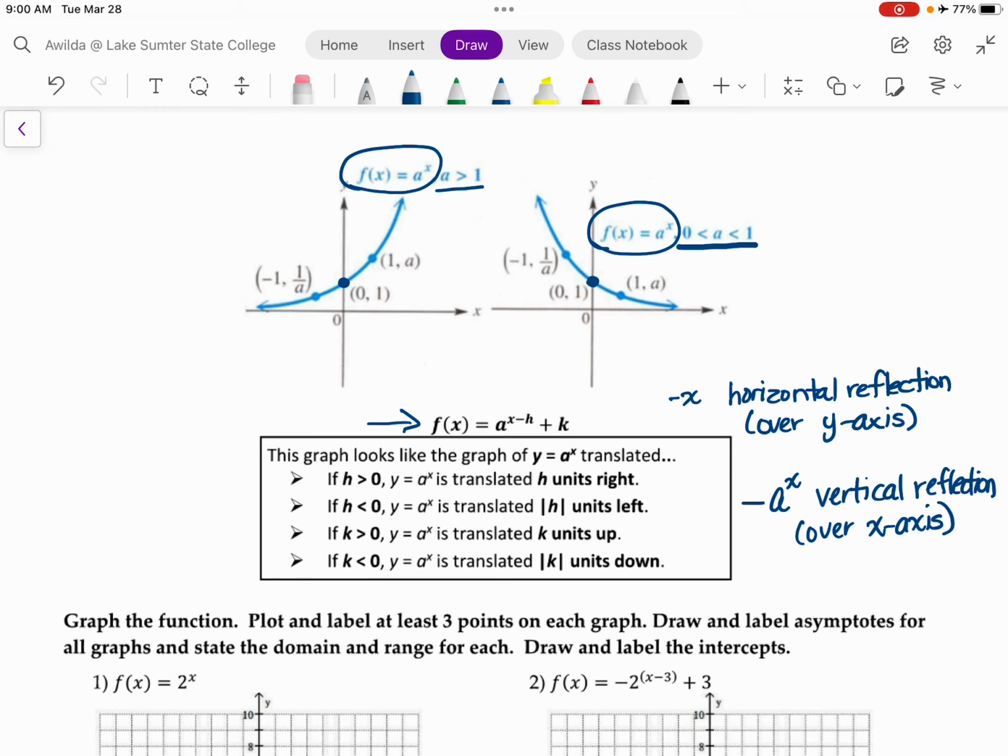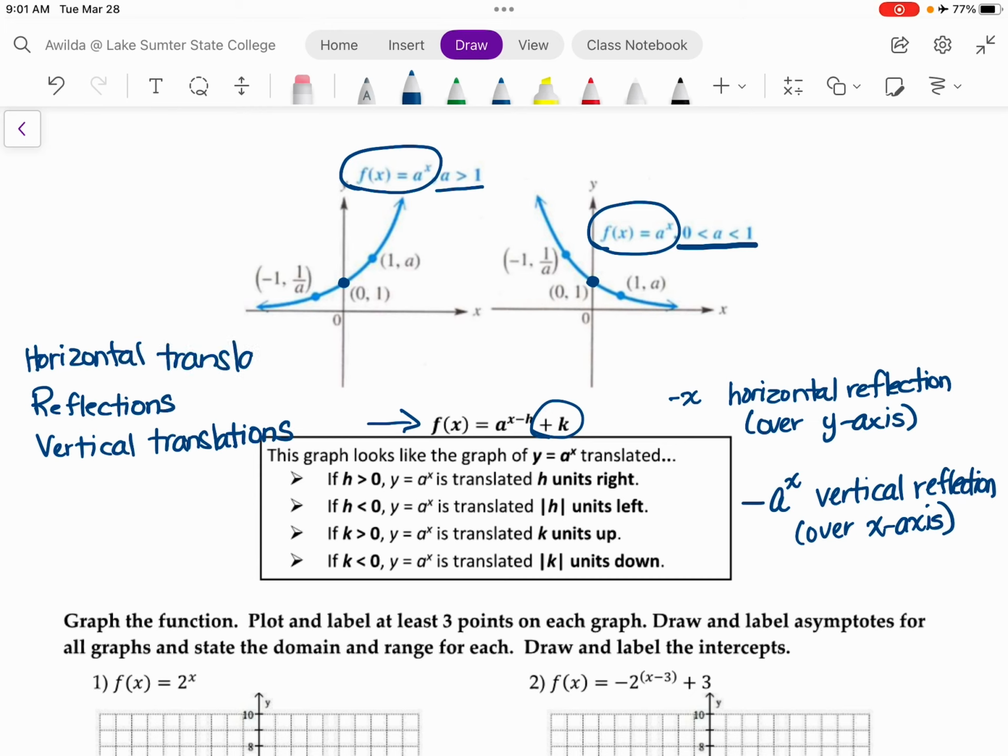An important note, and this is something that we saw in our previous module, is that any reflections need to occur before vertical translations. Let me say that again. Reflections occur before vertical translations. So if you have multiple transformations, you're going to take care of any horizontal translations first. Reflections next, and vertical translations last.